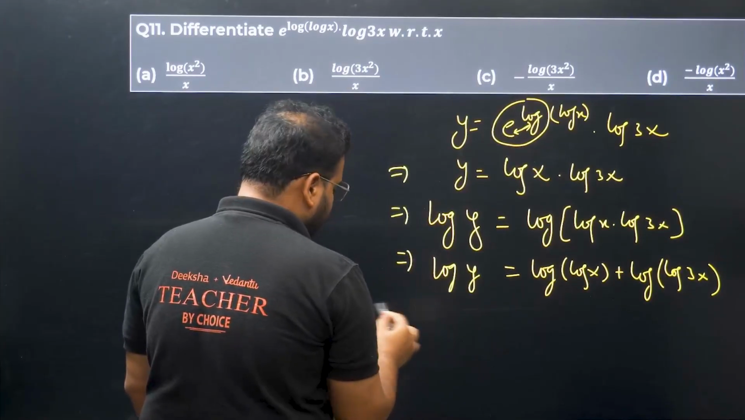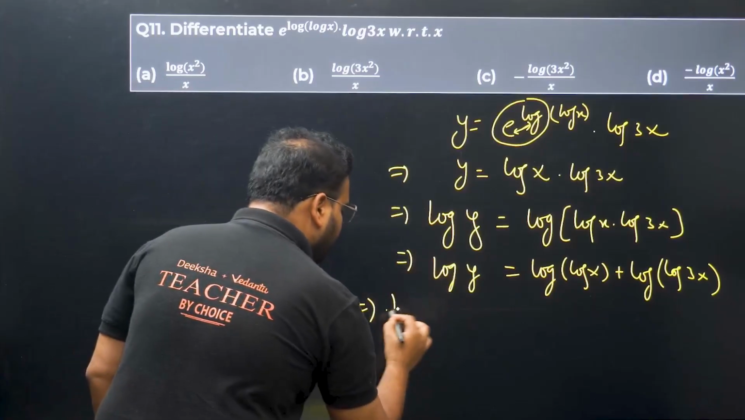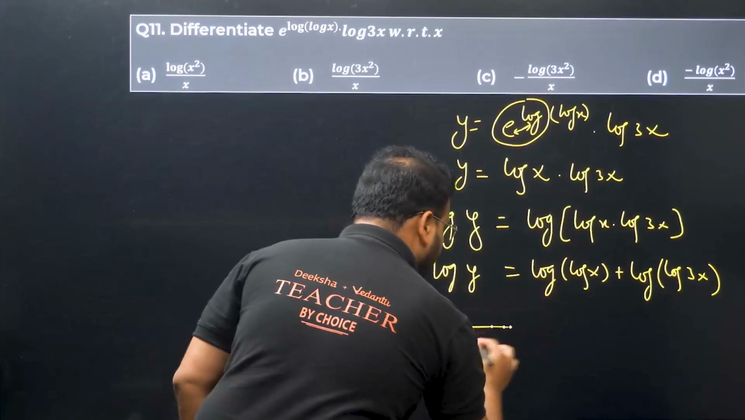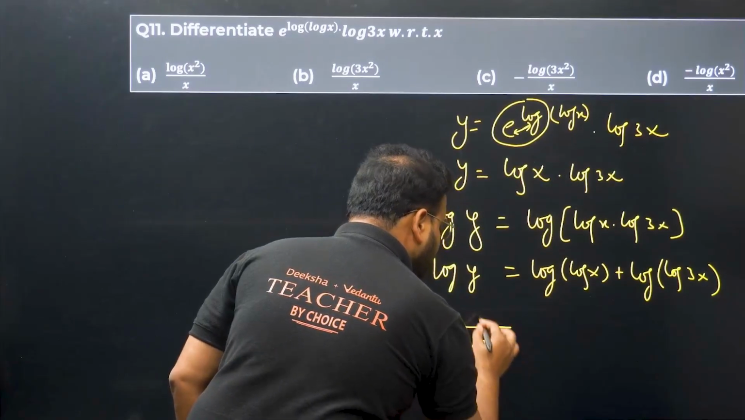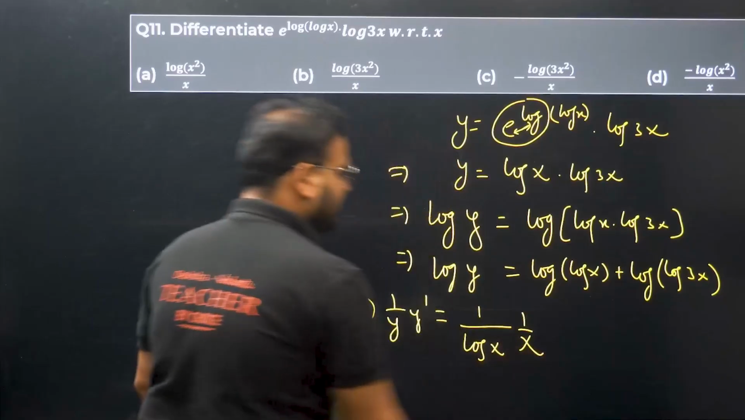Next, you're going to do what? Derivative. What's going to happen? Differentiate log of y. You'll have 1 by y dash equals to, for this, you'll have 1 by log x and derivative of log x. So we get 1 by x.